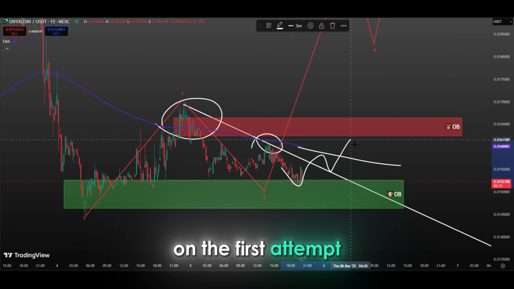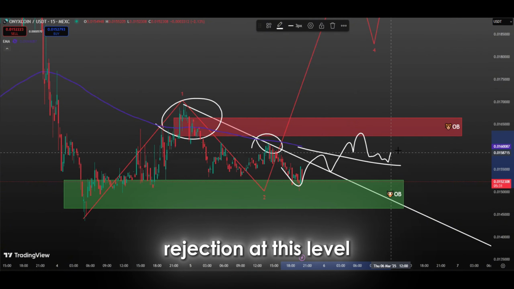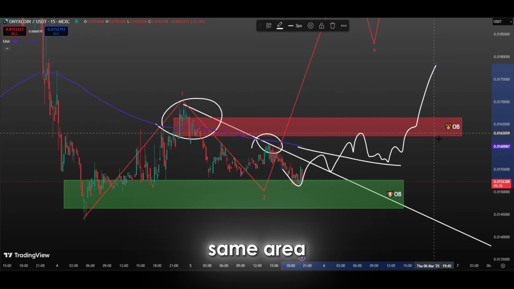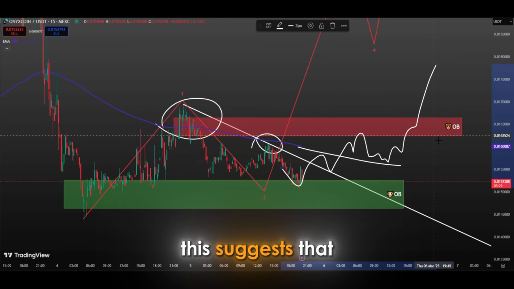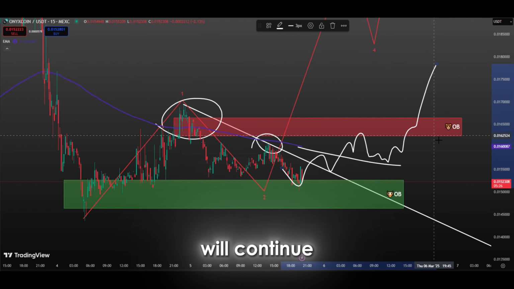On the first attempt, the price tried to break above the 200 EMA, but faced a rejection at this level. Then, on the second attempt, the price pulled back from the same area. This suggests that the 200 EMA is a critical resistance level, and unless the price sustains above it, there is a strong possibility that the downtrend will continue. We need to see the price break above the 200 EMA.